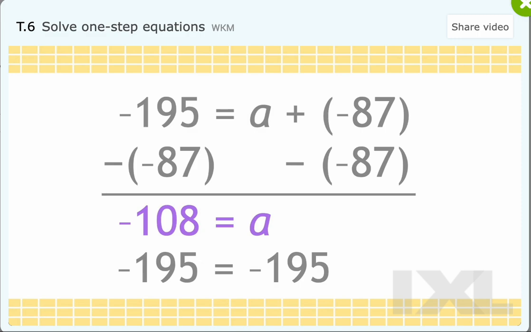Wow, you just solved one-step equations involving adding, subtracting, multiplying, and dividing. So I'm confident you've got the steps down now.